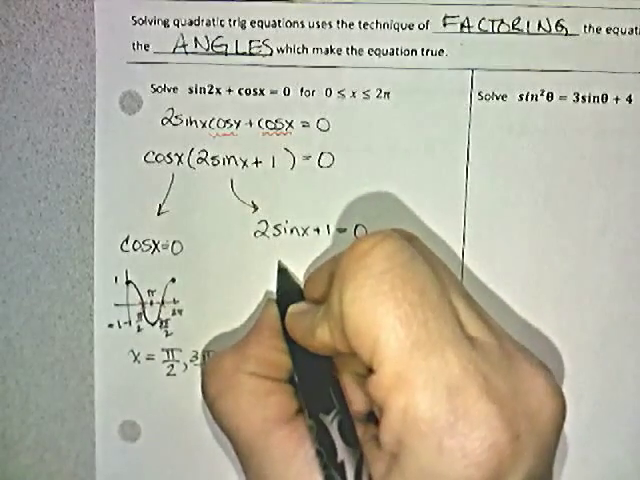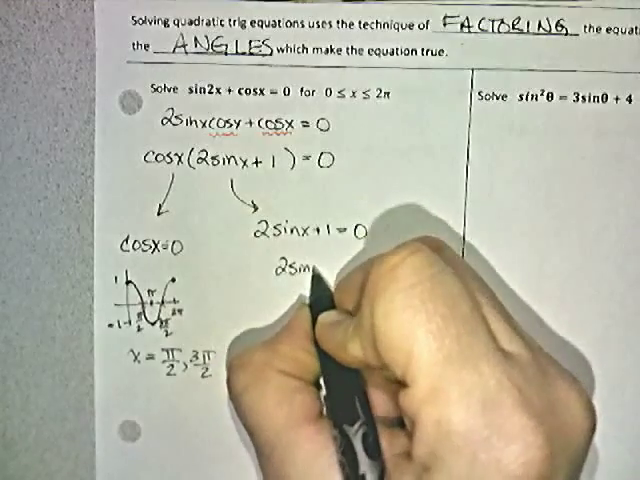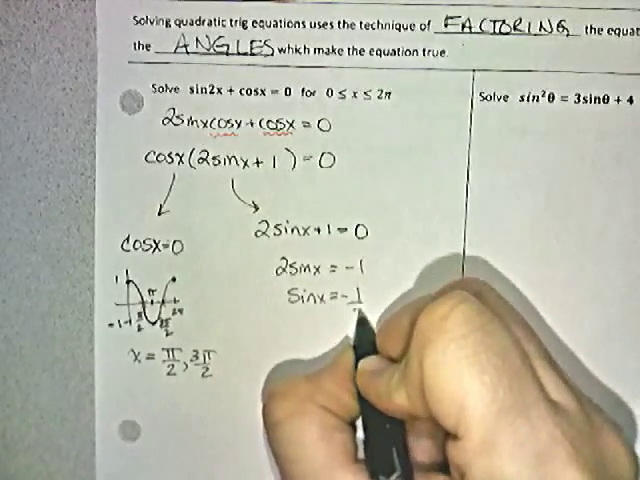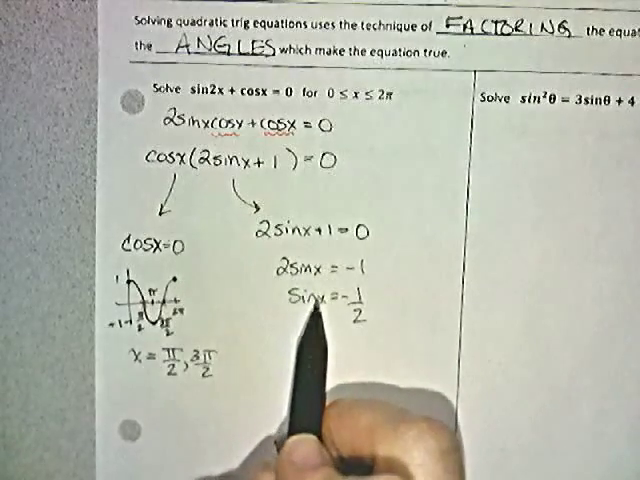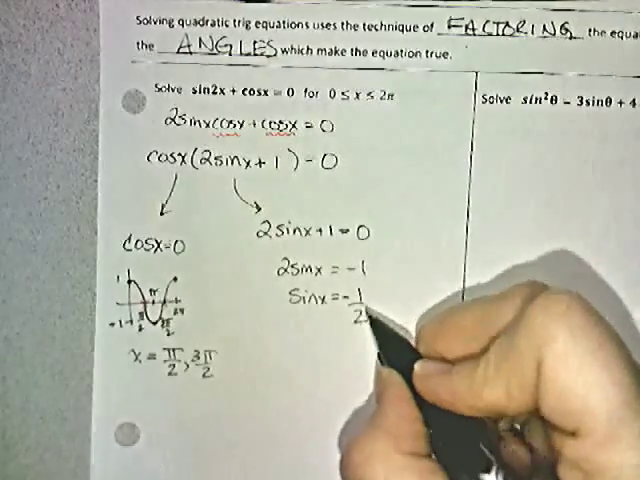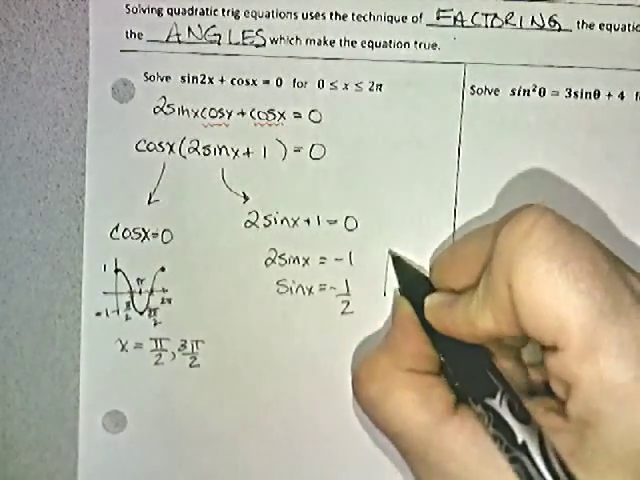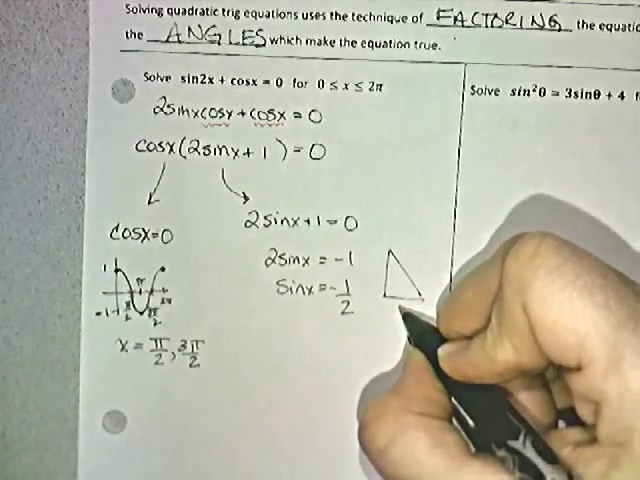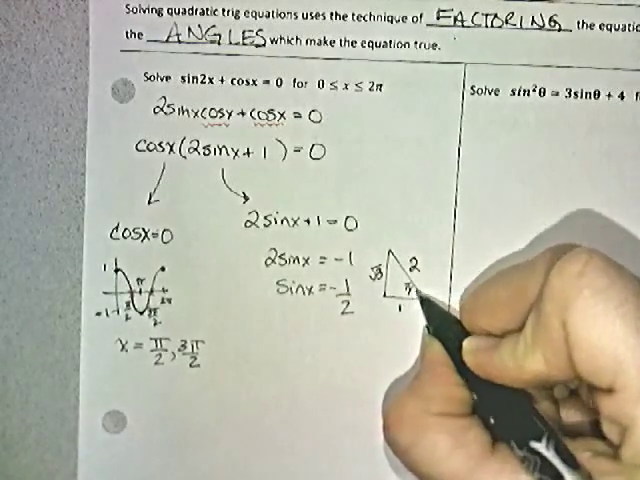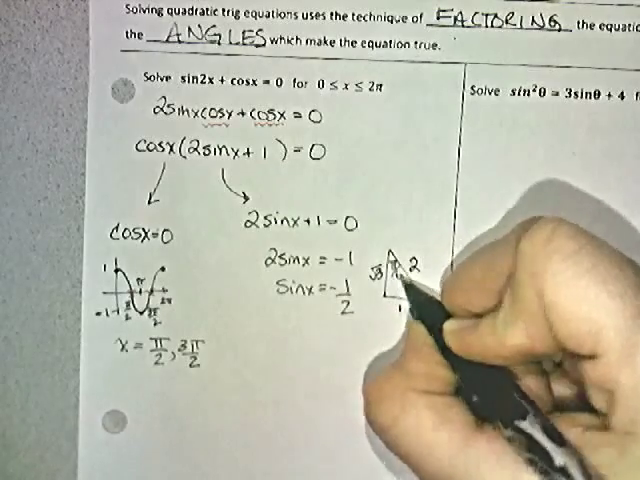And so I solve this as a linear trig equation. Let's subtract that 1 from both sides. Let's divide out that 2. And so I want to know what angle of x has a sine value of -1/2. Well, 1 and 2 are nice convenient values from our 1, 2, root 3 triangle with our pi by 3 and pi by 6 radian angles.